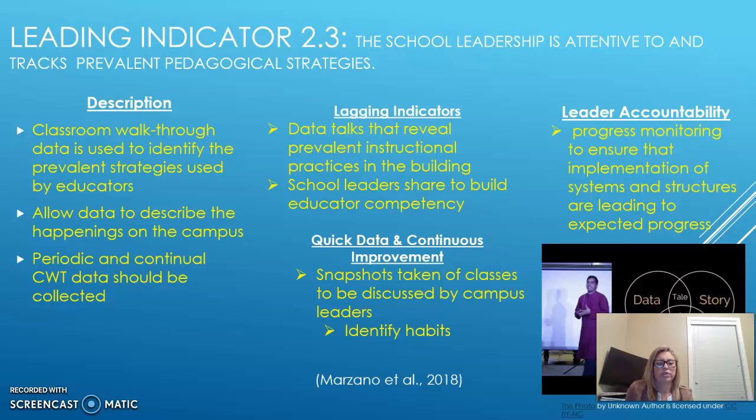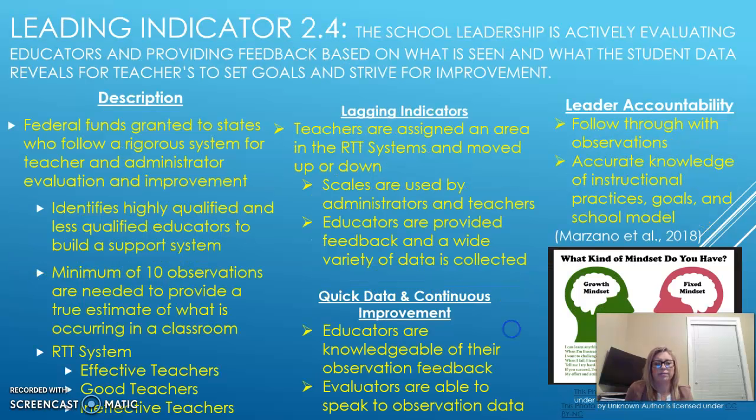Lagging indicators include data talks that reveal prevalent instructional practices in the building, and school leaders sharing building educator competency. Quick data and continuous improvement includes snapshots taken of classes that can be discussed by campus leaders, identifying the habits that are seen on the campus. Leader accountability includes progress monitoring to ensure the implementation of systems and structures are leading to expected progress. (Marzano et al., 2018).